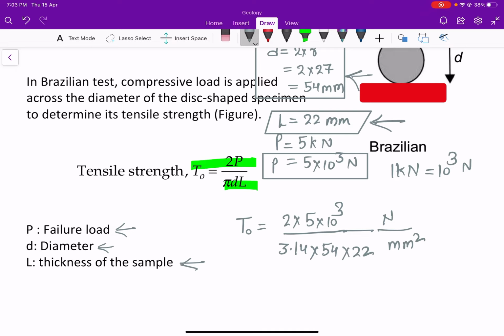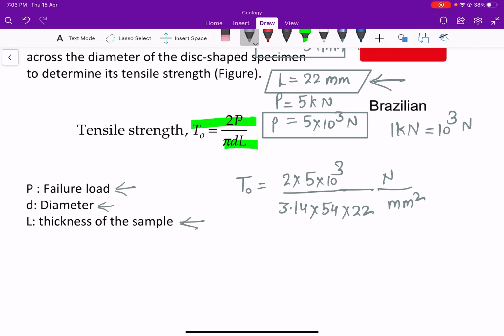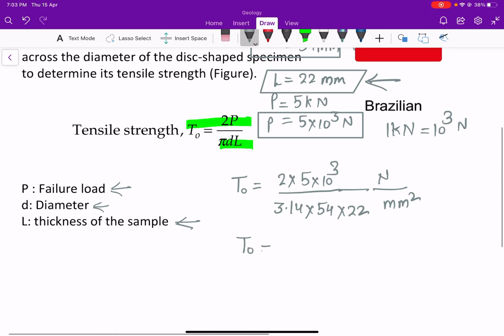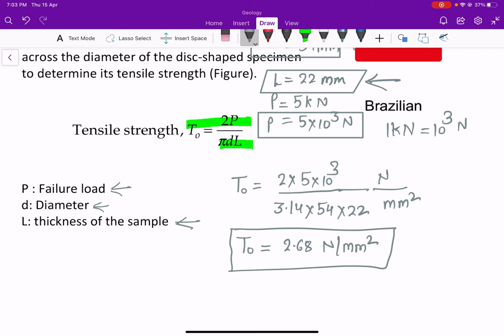So the value of T naught, after simplifying, we will get 2.68 Newton per millimeter square. So the answer will be 2.68.